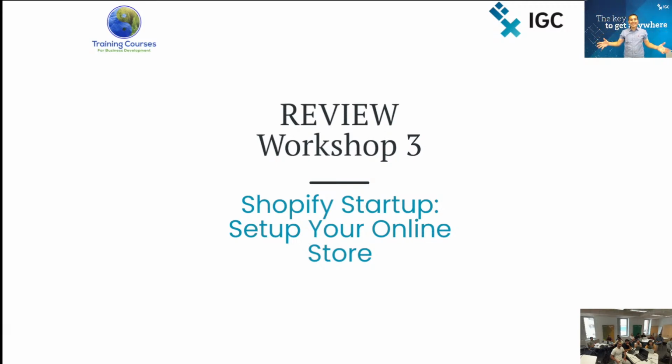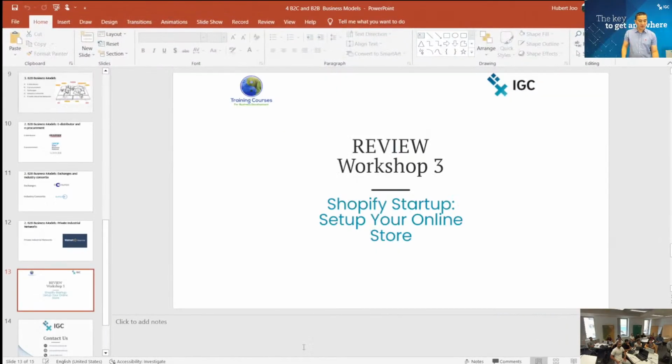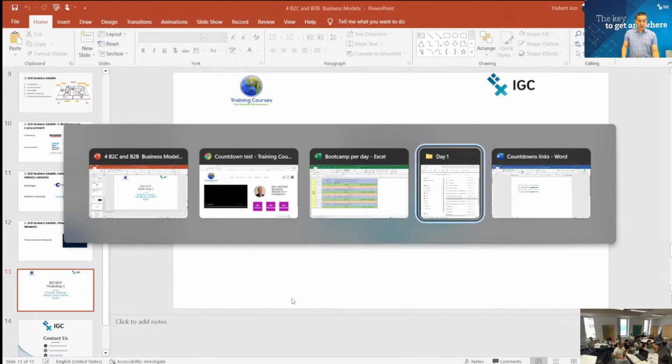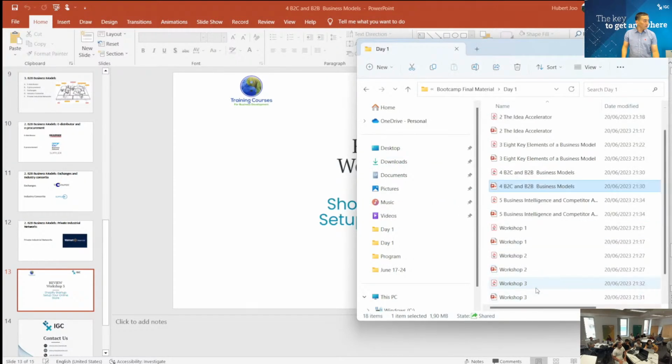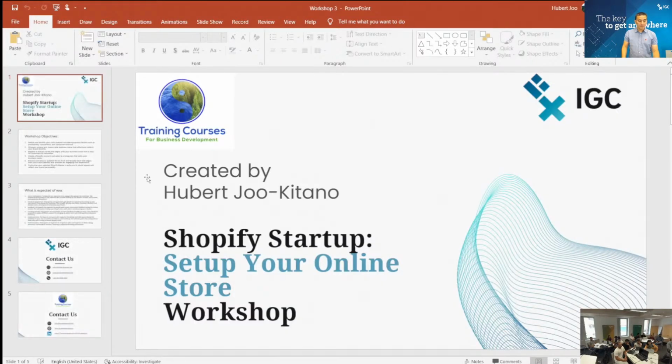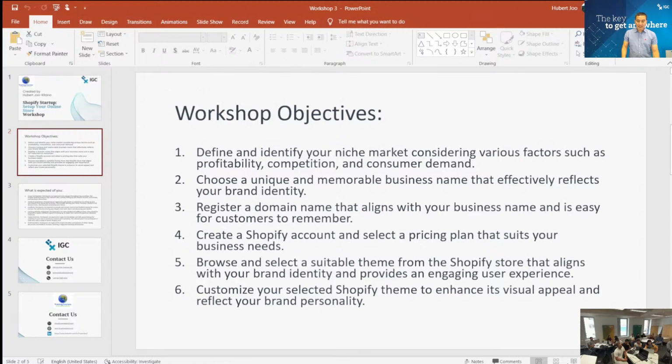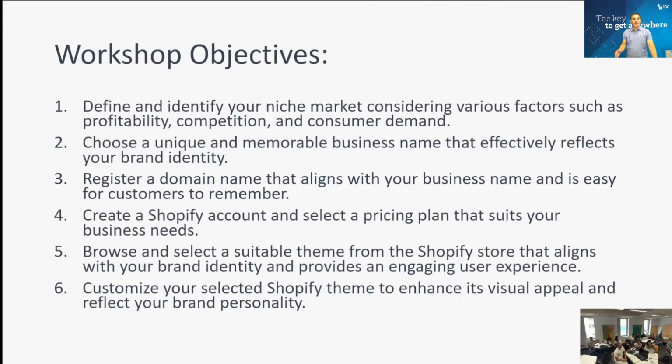So right now, after we have worked during this morning on a more or less complete idea to detect if our idea is an opportunity, it is time to go and check your setup for your Shopify store. Okay, so this is going to be done in workshop number 3. Let me go to workshop number 3. In this case, you will have to, first of all, define and identify your niche market considering various factors. You know this: profitability, competition, and consumer demand. So some data that you gather for the opportunity screening checklist, you should remember that when you start opening up your store on Shopify.